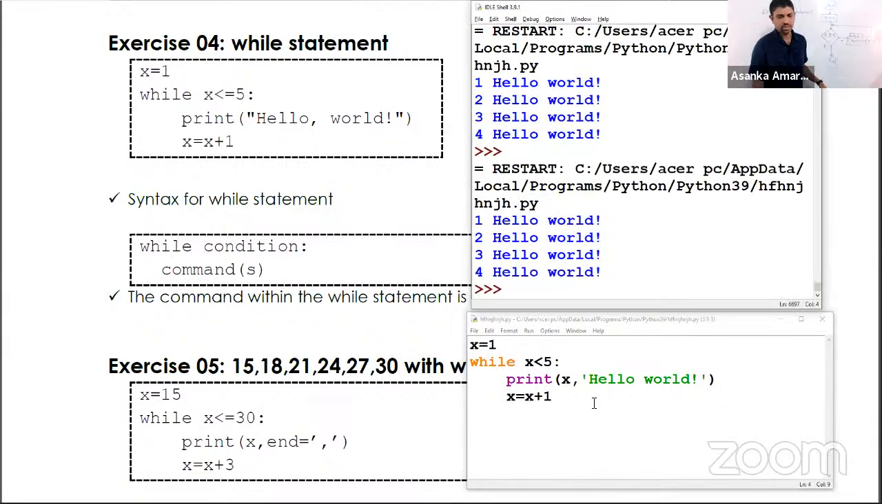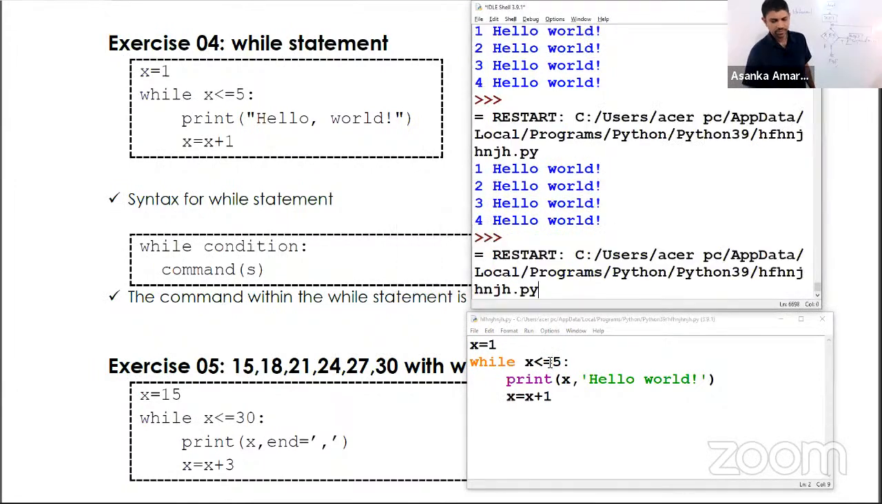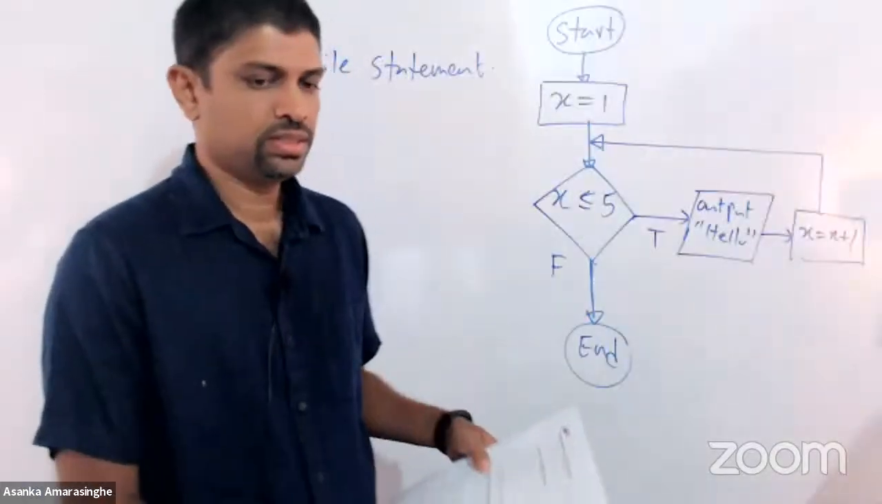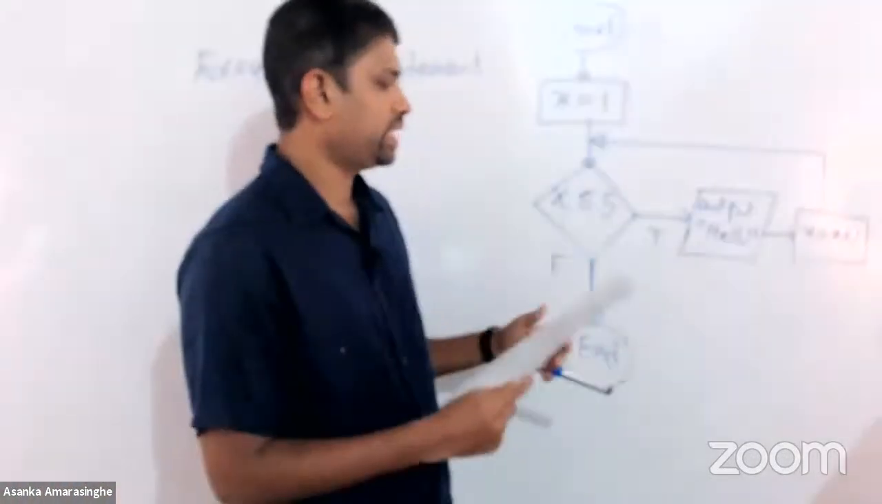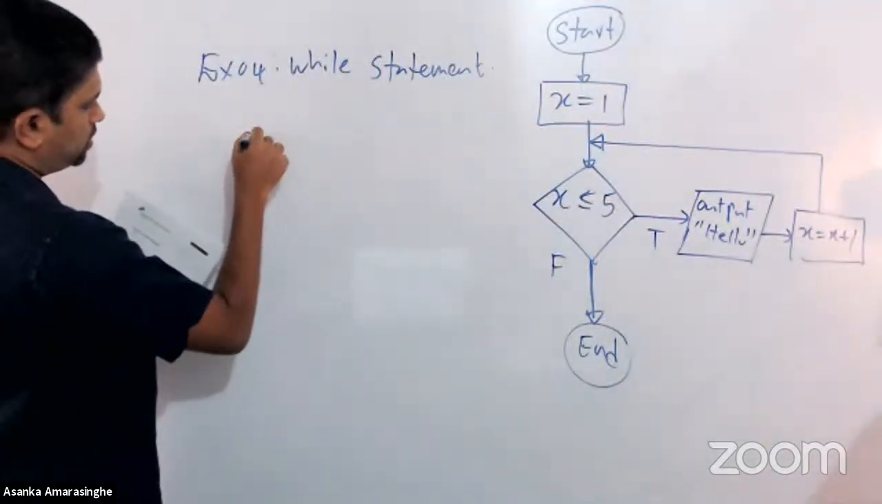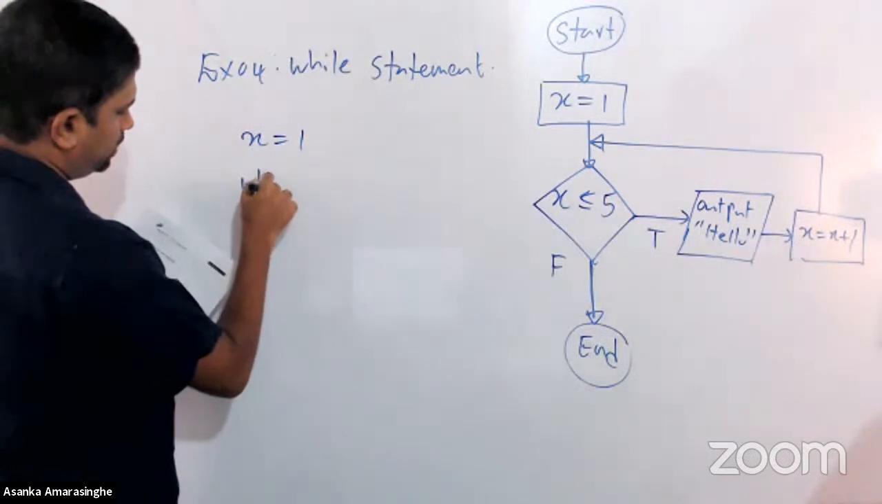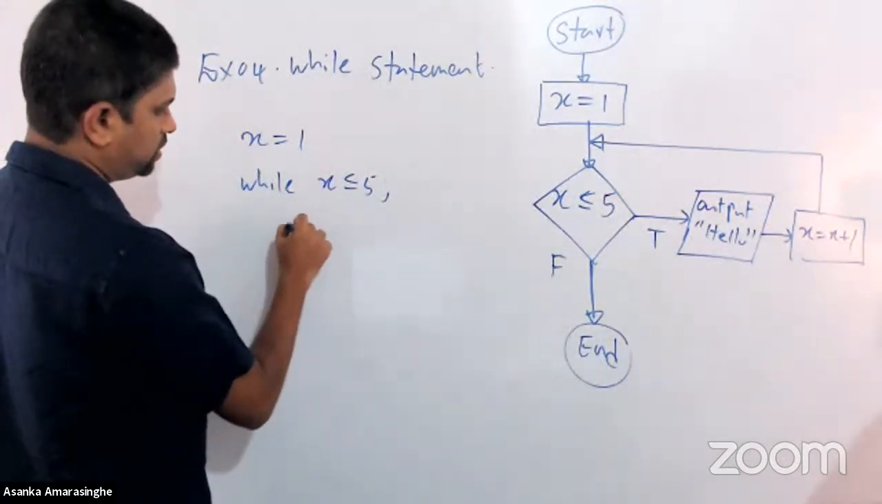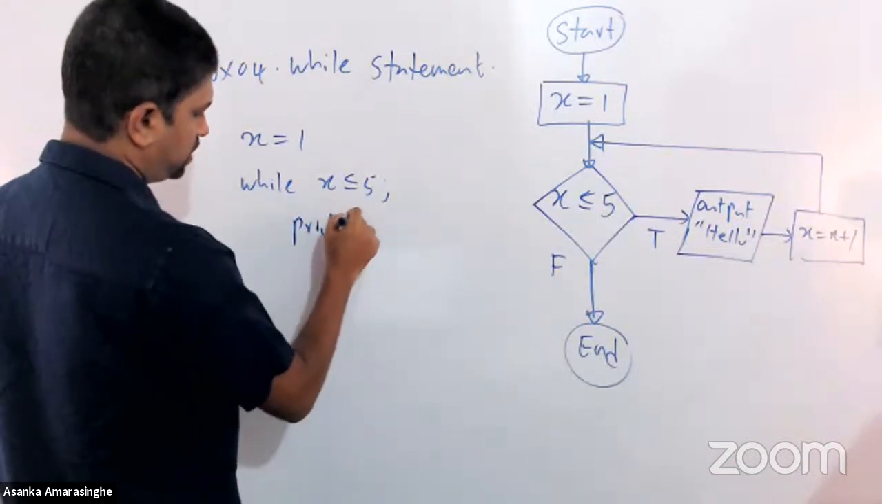Okay, here four is what comes, from one to four, if we put the equal sign, what happens? If you use the equal sign, it will repeat hello world 5 times. Right, all of you? So we can explain this program: x equals 1, while x less than or equal 5, print hello.